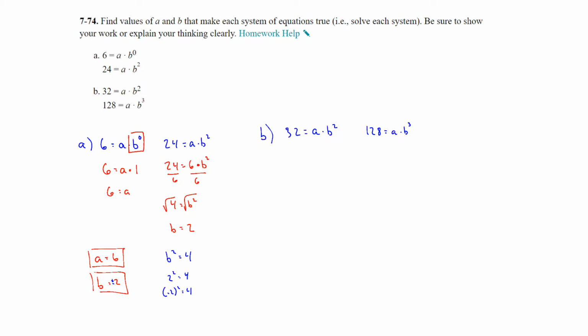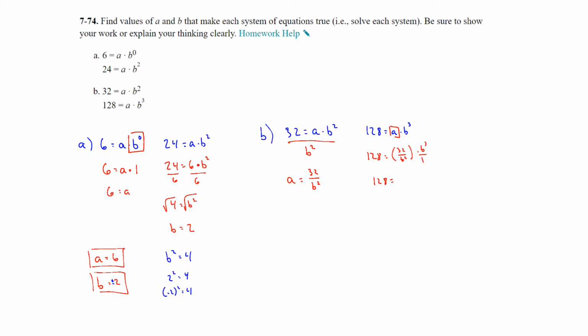One thing we could do is solve for a in the first equation by dividing by b squared. So a would be equal to 32 divided by b squared. Could we then replace the a in the second equation with 32 over b squared times b to the third, and that's over 1? Let's see what happens if we do this.